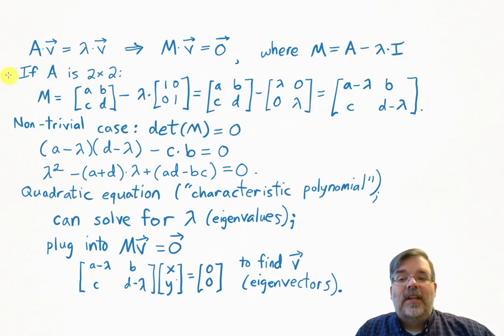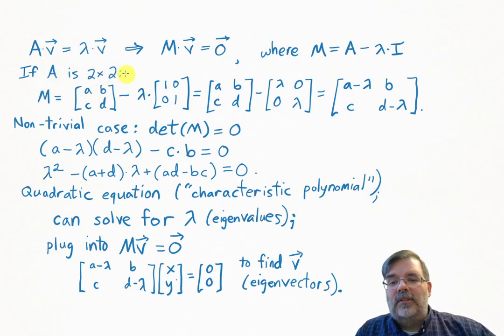Now we'll just focus our attention on 2 by 2 matrices here. If A is a 2 by 2 matrix, so A could be the matrix a, b, c, and d, then M would be this matrix minus lambda times the identity matrix. Well, lambda times the identity matrix gives you the matrix lambda 0, 0 lambda. And then we want to subtract this matrix from the matrix A. So we get a minus lambda, b minus 0, c minus 0, and d minus lambda.